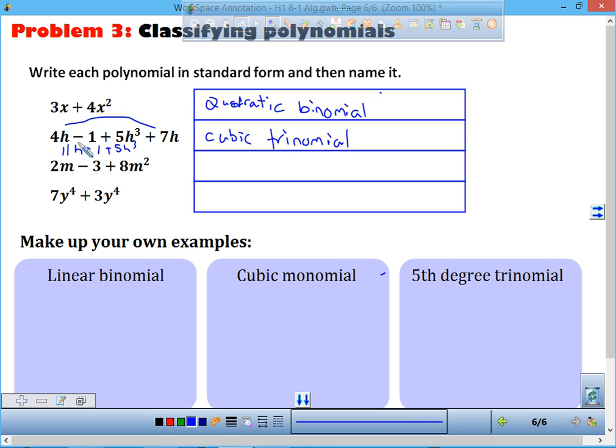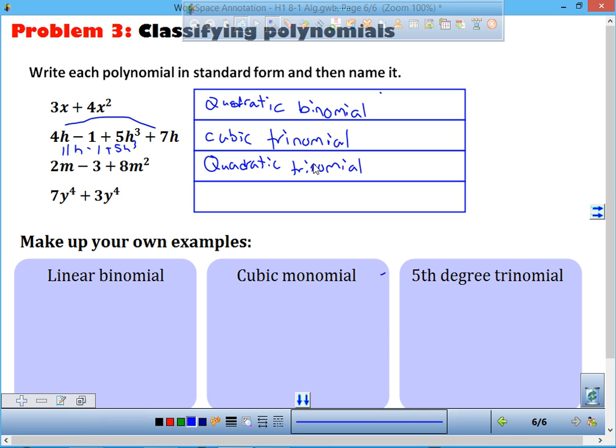Next one, no like terms to add. So I just find the highest degree. Highest degree here is 2. So it's quadratic again. And it's got 3 terms, trinomial. Always degree and then number of terms.